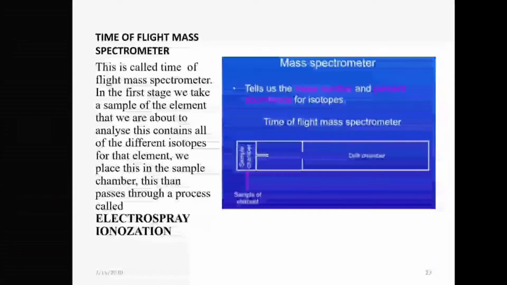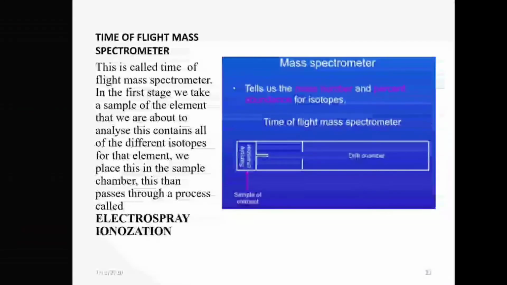In the first stage, we take a sample of the element that we are about to analyze. This contains all of the different isotopes for that element. We place this in the sample chamber. This then passes through a process called electrospray ionization. So now let's see what that means. How does the TOF MS work? This is something very important to note.